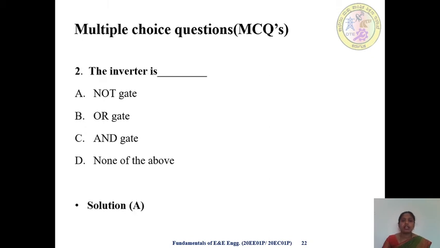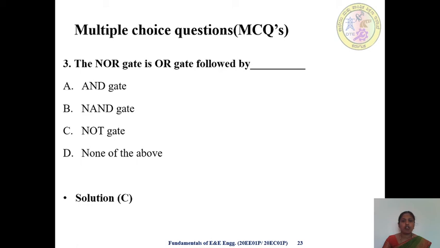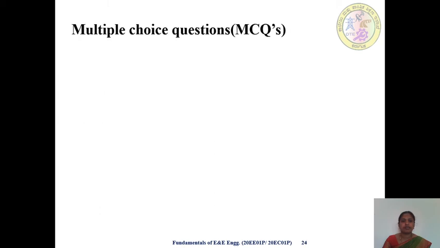Next, the inverter is. So which gate is called an inverter gate? The options are NOT gate, OR gate, AND gate, none of the above. So the solution is A, NOT gate. The inverter is a NOT gate. The NOR gate is OR gate followed by dash. Options are AND gate, NAND gate, NOT gate, none of the above. So in order to form the NOR gate, OR gate must be followed by NOT gate. So the solution is C.